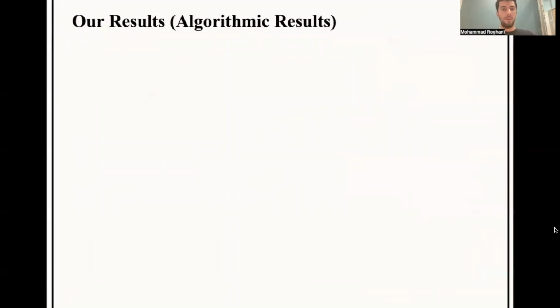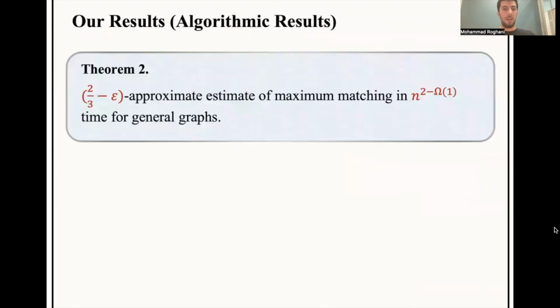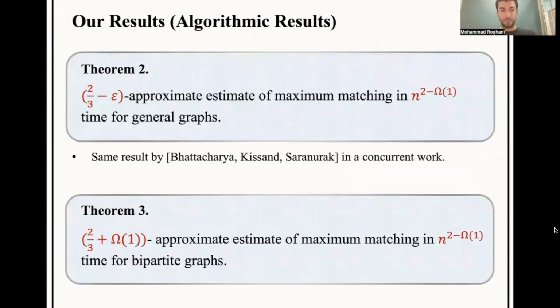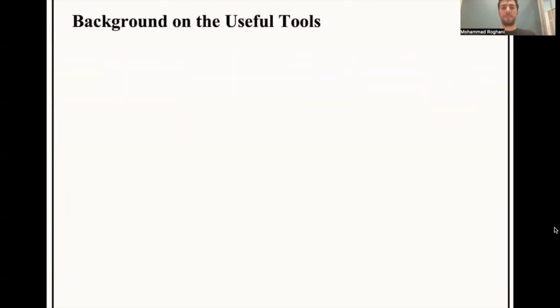For the rest of the talk, we will focus on the algorithmic results. We have a 2/3 approximate algorithm in slightly better than n squared time for general graphs, and also a 2/3 plus some constant approximate estimate of the maximum matching in slightly better than n squared time for bipartite graphs. So let's discuss some of the useful tools in our algorithms. Our algorithm has two main building blocks.